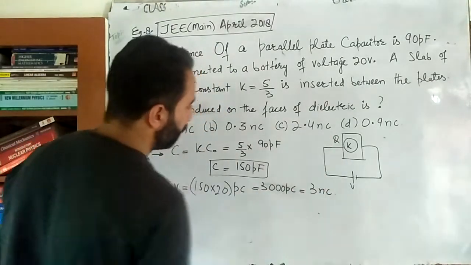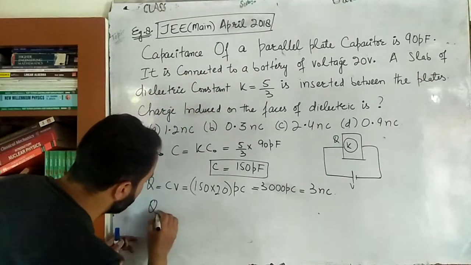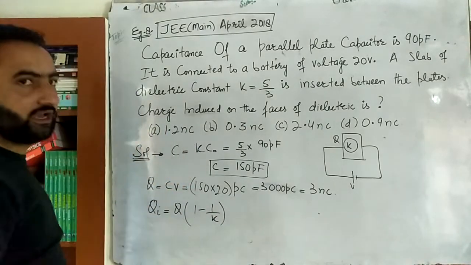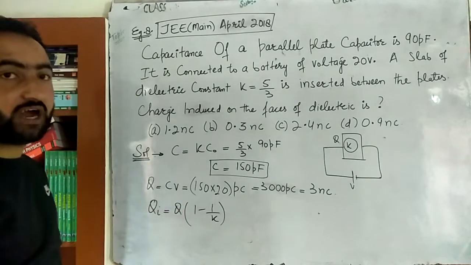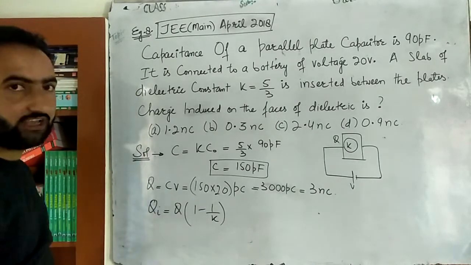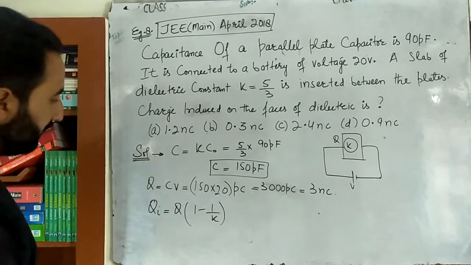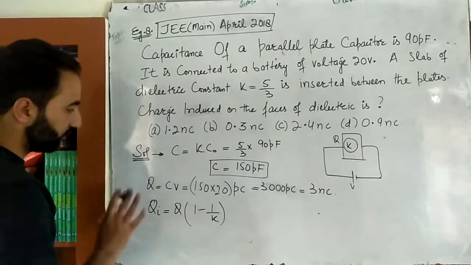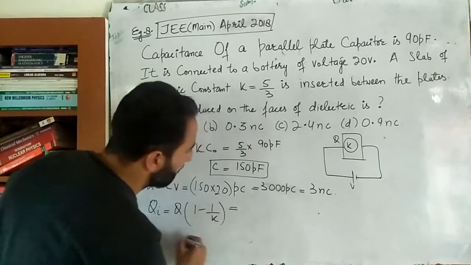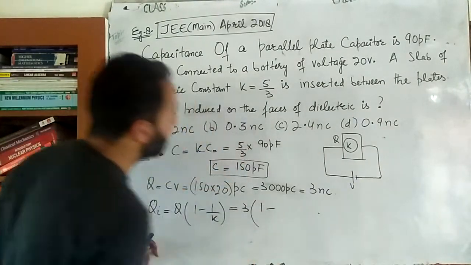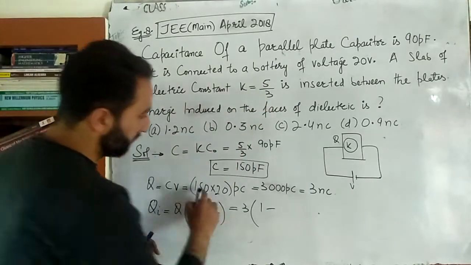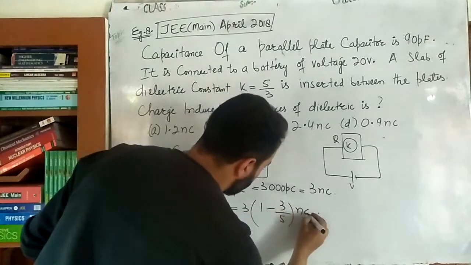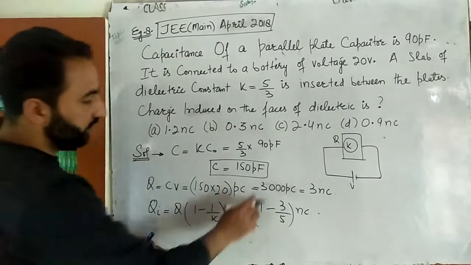Now you will have to calculate the induced charge, and your equation is like this: Qi is equal to Q into 1 minus 1 divided by K. Right at the beginning we have learned this equation, sigma i is equal to sigma into 1 minus 1 divided by K. So obviously you can write this as well, because the area of the dielectric slab and the area of the plates is exactly the same. Instead of Q, what will we take? 3 into 1 minus 1 by K. How much is K? 5 by 3. So its reciprocal is 3 divided by 5. Nanocoulomb. So this will be 5 minus 3 is 2, then 2 divided by 5.